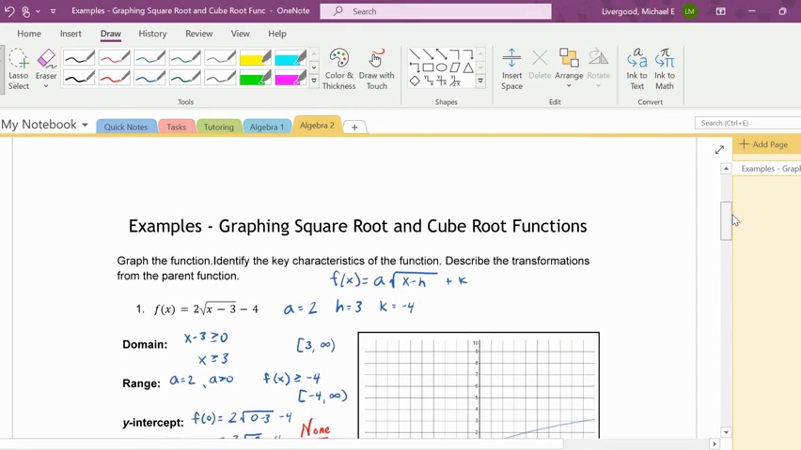So, take your time. If you need something that's a really exact graph, or it needs to be really nice, use Desmos. But for our purposes, we want to be able to sketch and have an idea of what we're looking at.